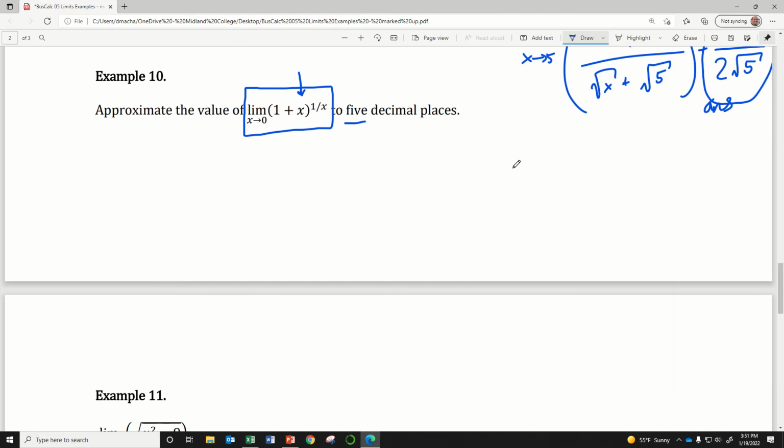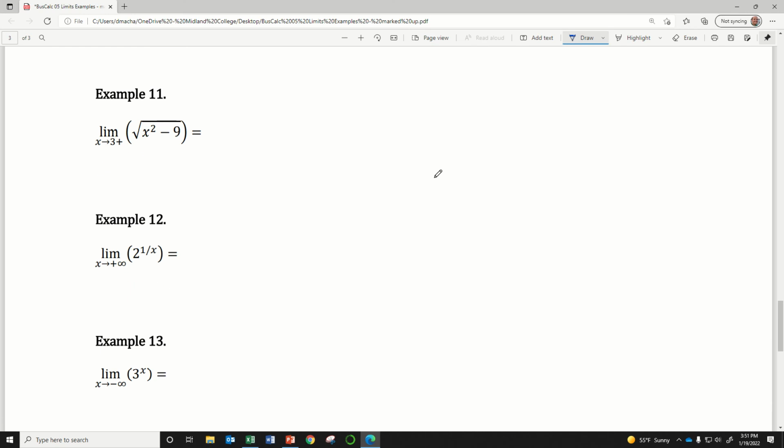Okay, enough talk about example 10. Example 11 is telling me to take the limit as x approaches 3 from the right side. Remember that the plus sign after the 3 means this is a right-sided limit. Why would this be a right-sided limit and not a two-sided limit? Well, if x is greater than 3, then x squared will be greater than 9, and so something greater than 9 minus 9 will be positive. If we take the square root of a positive number, this is going to be a real number output.